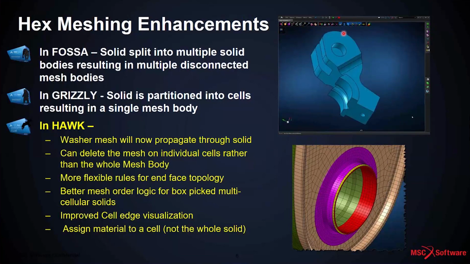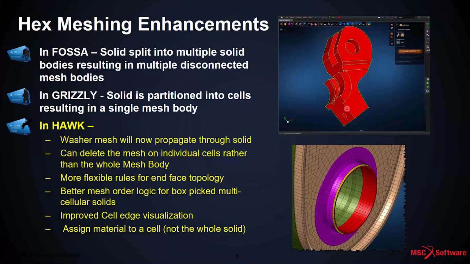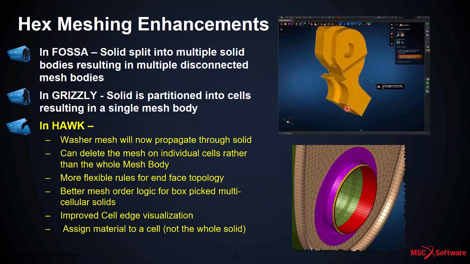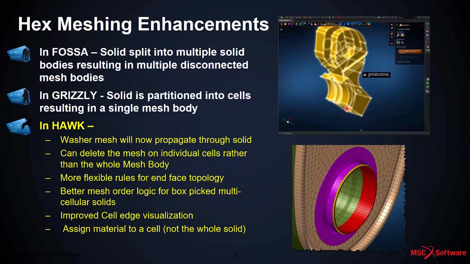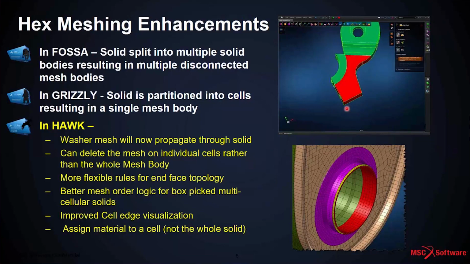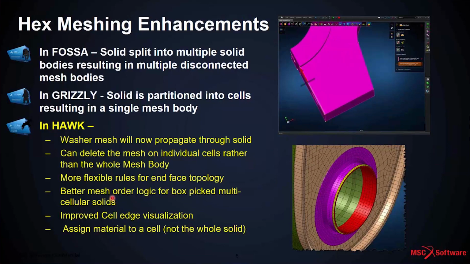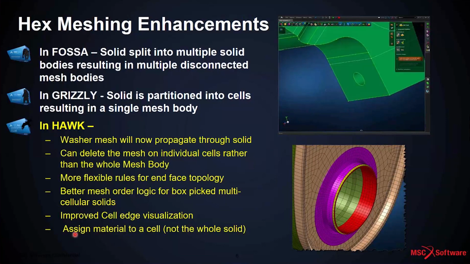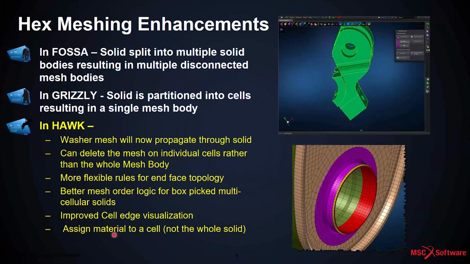Plus, whenever you select multiple cells with a box pick to create the hex mesh, there is internally built-in logic for which order it has to create the mesh so that the mesh quality gets better, and also the failure rate is less. That means you have a better success rate of creating the complete mesh with the better internal logic. And more importantly, today in Hawk, you can also define different materials to a cell.